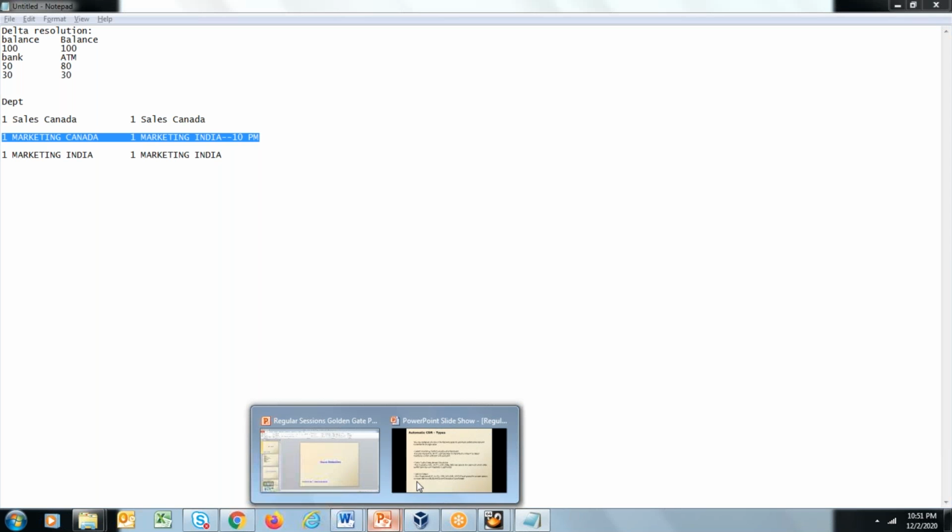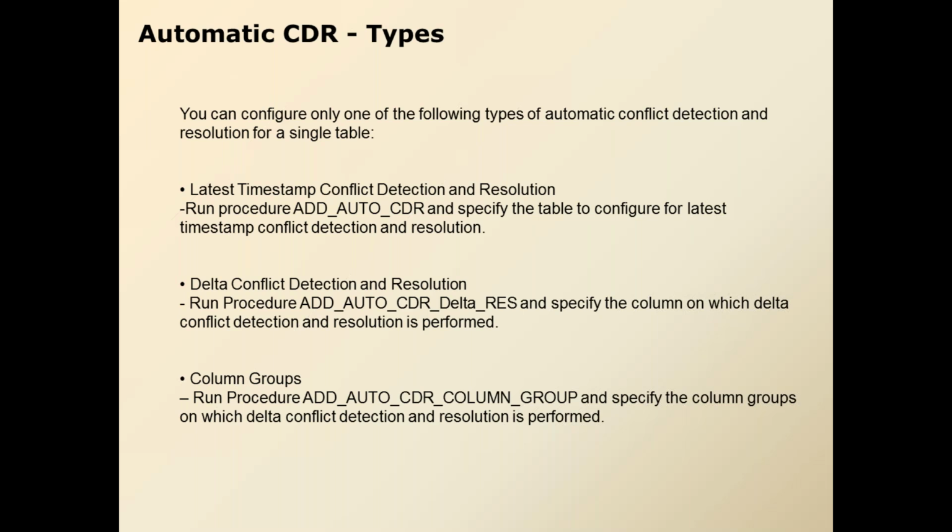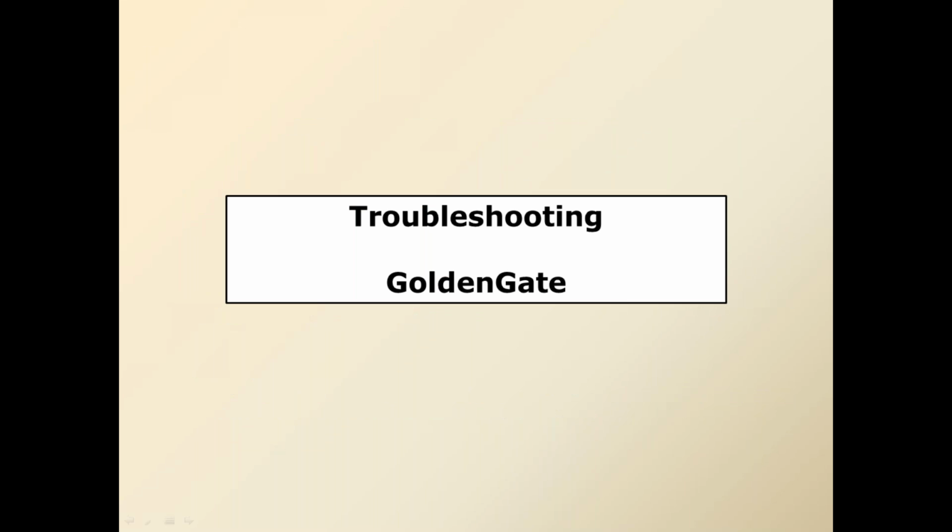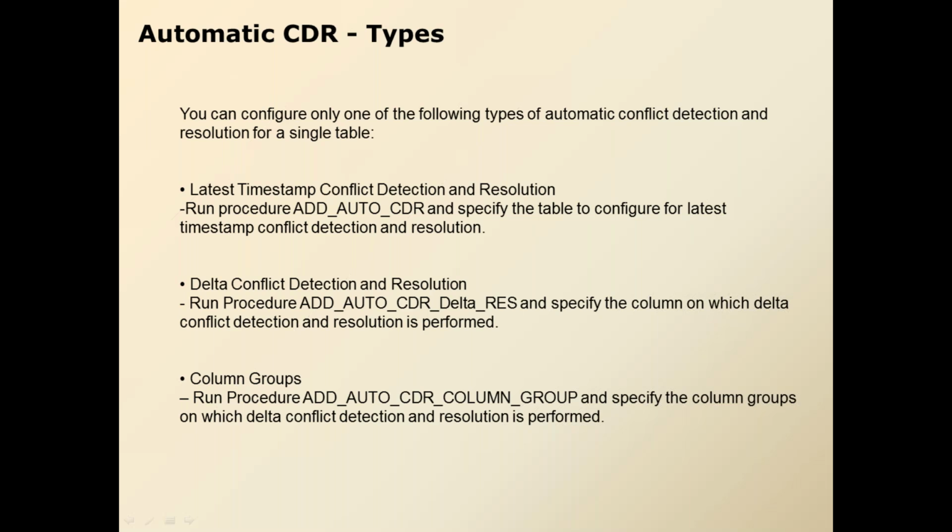Based on column groups, the conflict resolution can happen as well. In the column groups, you can provide add auto CDR column group and specify the column groups on which delta conflict resolution and detection is performed. So auto CDR is the feature in Oracle GoldenGate which ensures the conflicts in your environment are minimized and they are detected and resolved.